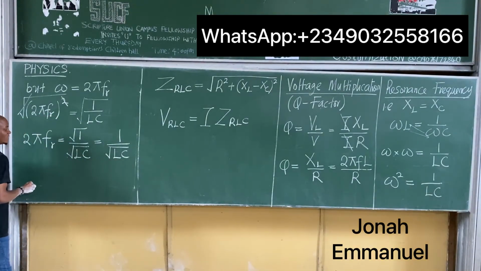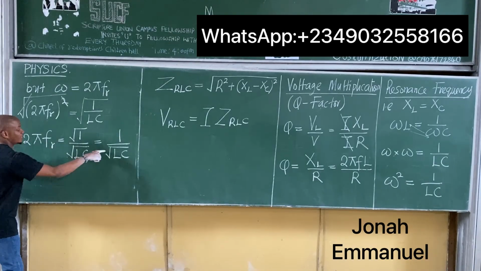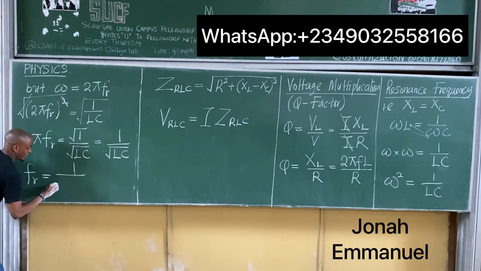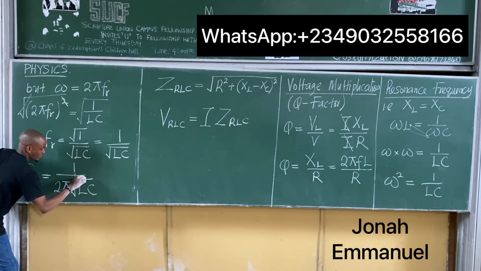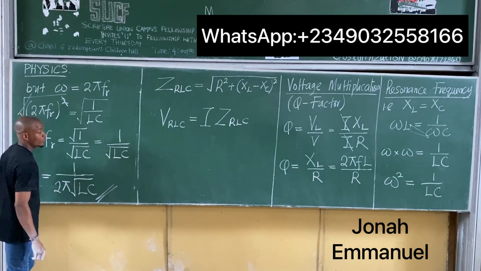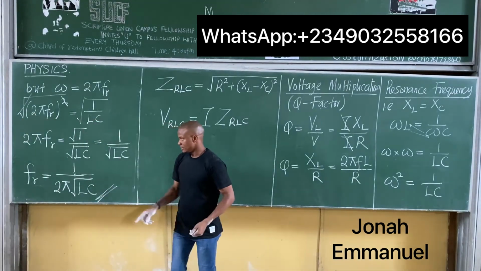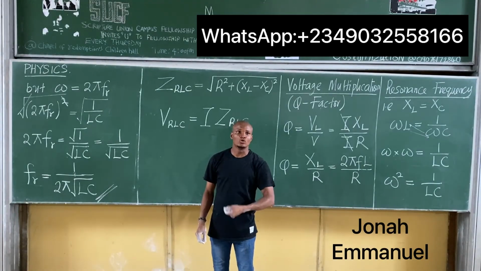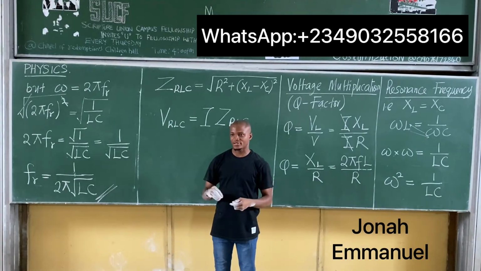What next? From the mathematical approach, you can divide both sides by 2 pi, or simply the 2 pi comes down here. So the resonance frequency Fr is equal to 1 all over 2 pi square root of LC. This is your formula for resonance frequency: Fr is equal to 1 all over 2 pi root LC. Please note this.